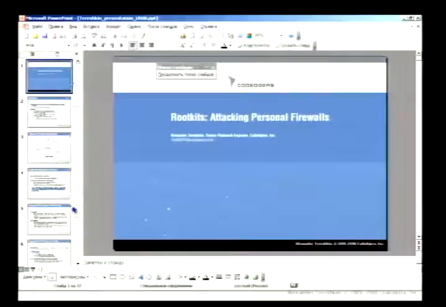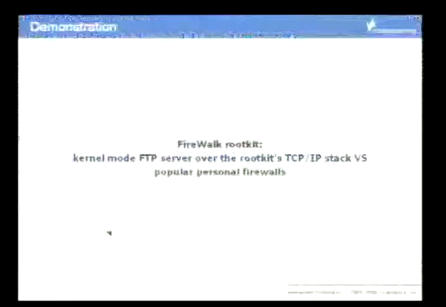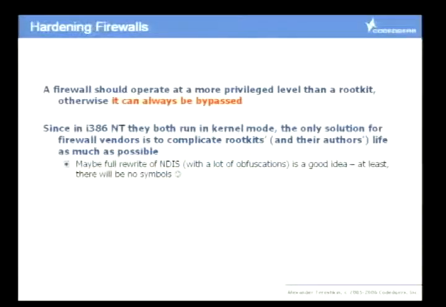So let's continue with the presentation. The last thing I should mention is hardening firewalls against these attacks. You see that a firewall should operate at a more privileged level than a rootkit, because if a rootkit runs in kernel mode, it will be able to patch any protection which is introduced by a firewall. So the only solution for firewall vendors is to complicate their solutions, their firewalls. So maybe a full rewrite of the NDIS driver is a good idea.